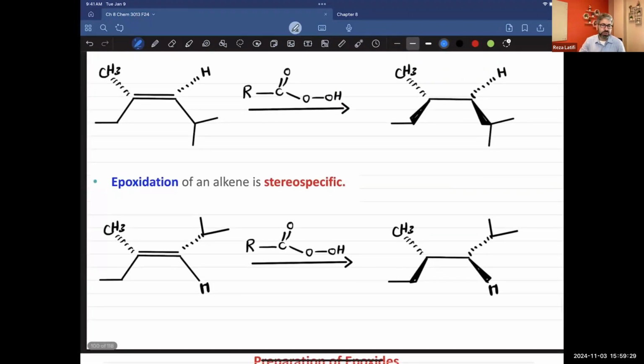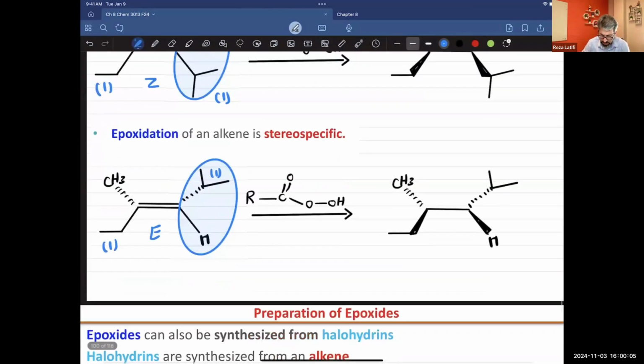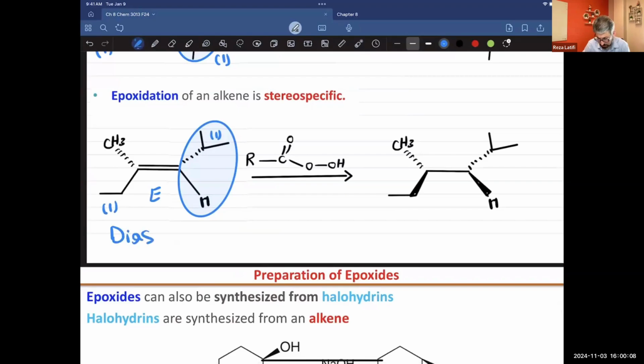Now I have two compounds, and the only difference between them is the position of these two substituents. Let's check those two. We change the position of those two substituents, so what will happen? In the first one, I have ethyl, and that's going to be the first priority. And this one is also the first priority. They're on the same side, so it will be Z. And here, this one is facing toward us, and this one is far from it. So these two will be E. And what's the relationship between them? They will be diastereomers.